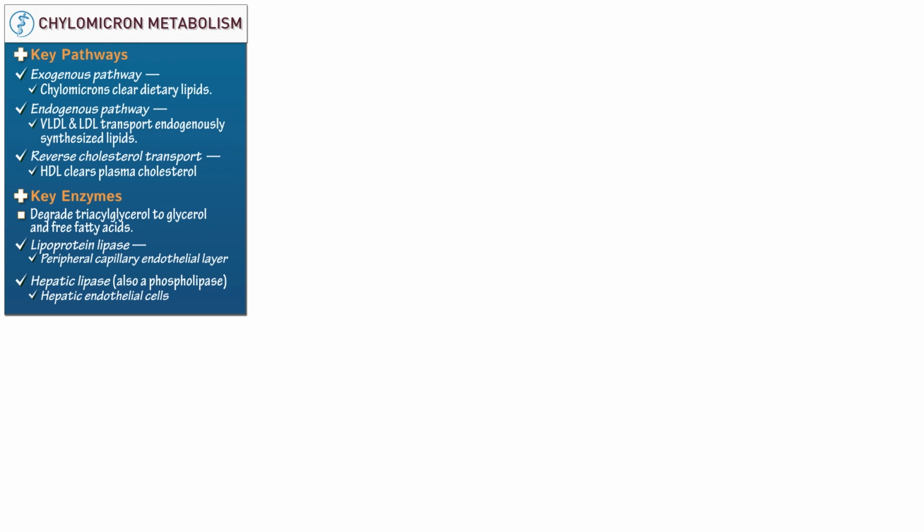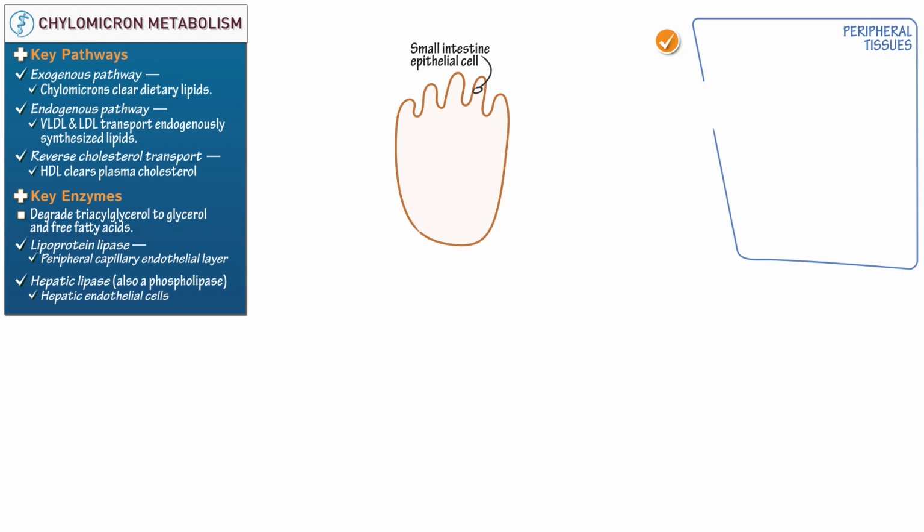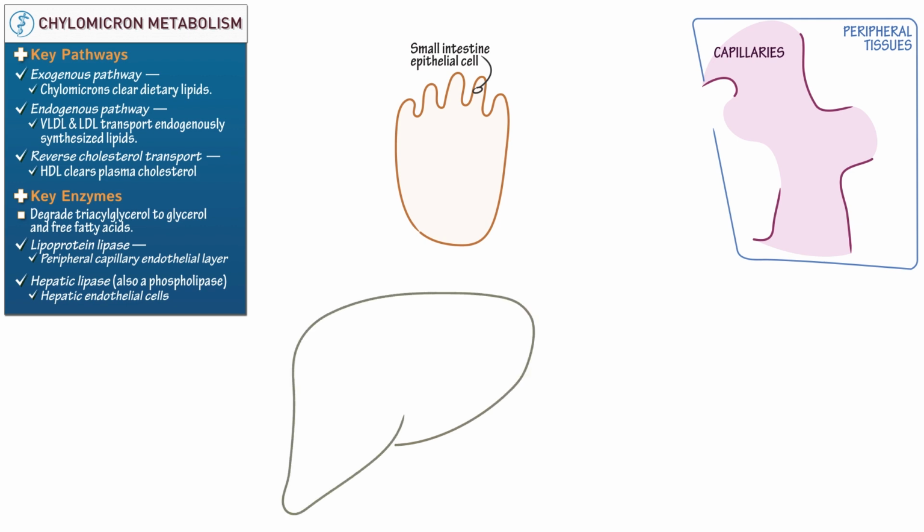Next, let's illustrate the exogenous pathway. First, draw a small intestine epithelial cell, which will house the chylomicron. Then draw representative peripheral tissues and a capillary adjacent to them. Then draw the liver. Now let's draw the exogenous pathway.